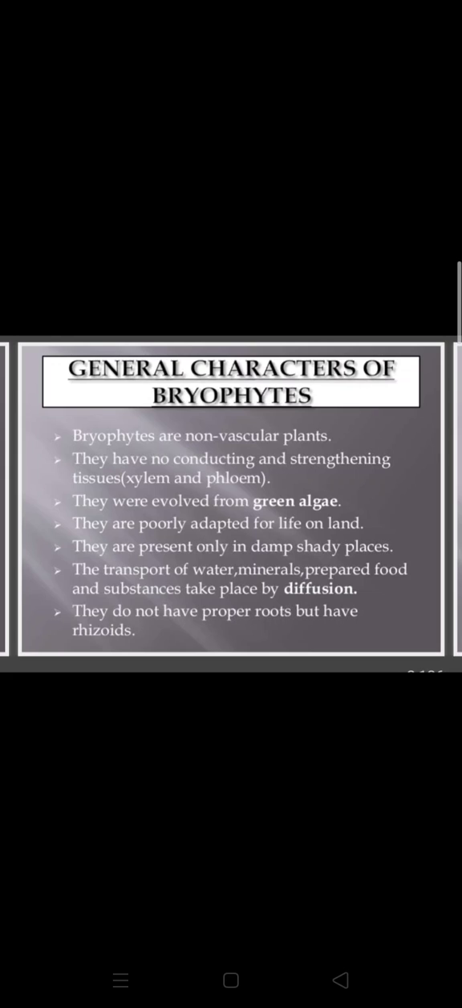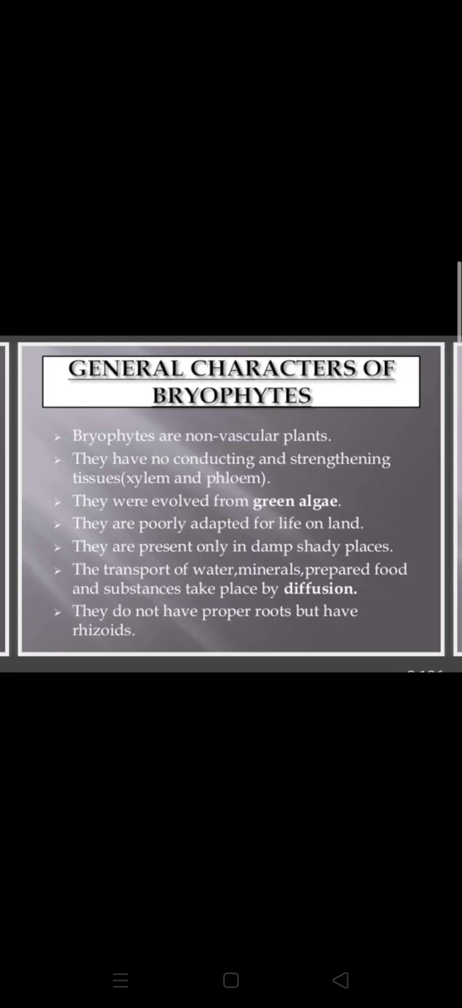Other general characters of bryophytes, some of which I have discussed in a recent video. Bryophytes are non-vascular plants. They have no conducting tissues, xylem and phloem. They evolved from green algae. Green algae are the precursors of bryophytes. They are poorly adapted for life on land. They are present only in damp, shady places.